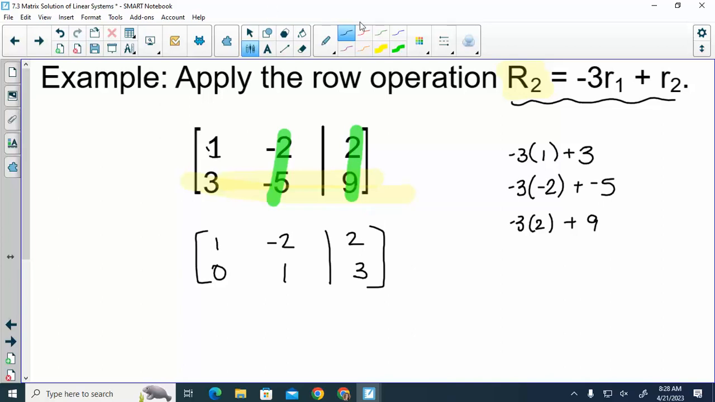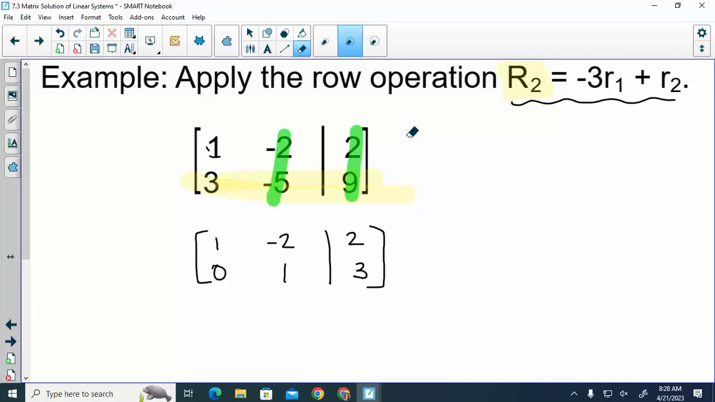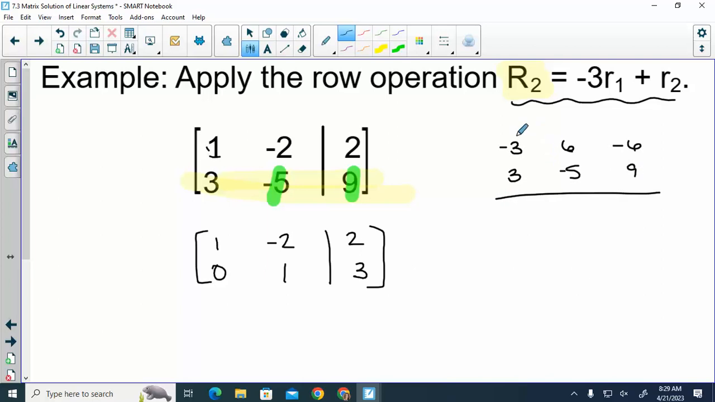If you don't like writing it out like that, especially when you're first doing these, as you do more, you probably won't have to write out as much. But if you're getting confused, you could just say, okay, negative 3 times row 1. If I took that first row times negative 3, you get negative 3, 6, and negative 6, right? And this was row 2. So when you add those together, negative 3 plus 3 is 0. 6 plus negative 5 is 1. Negative 6 plus 9 is 3. So that's where it came from.